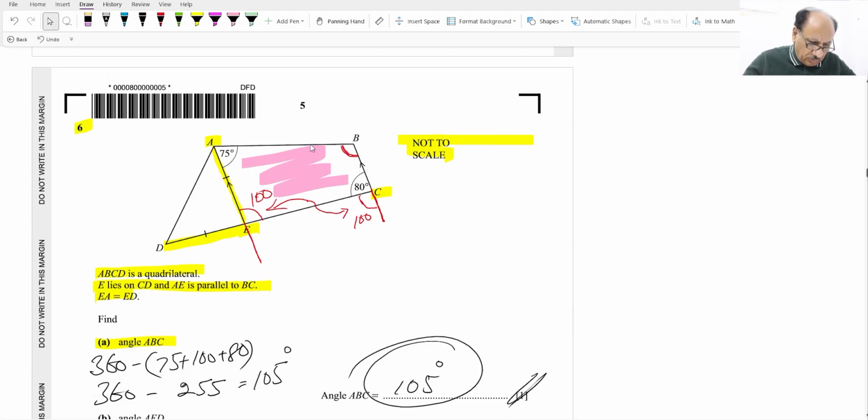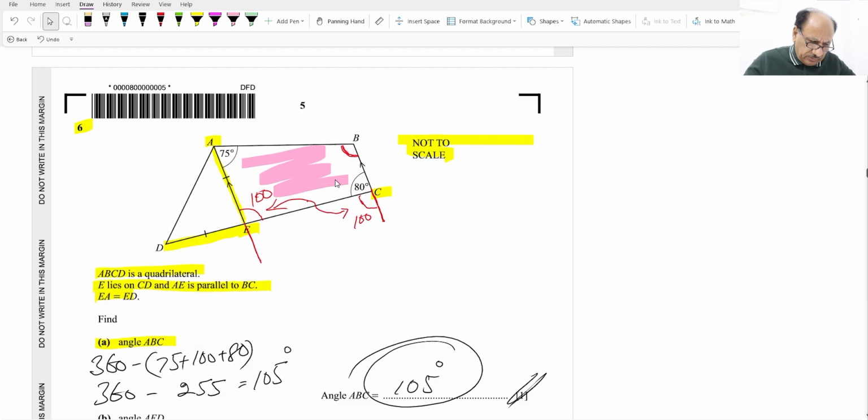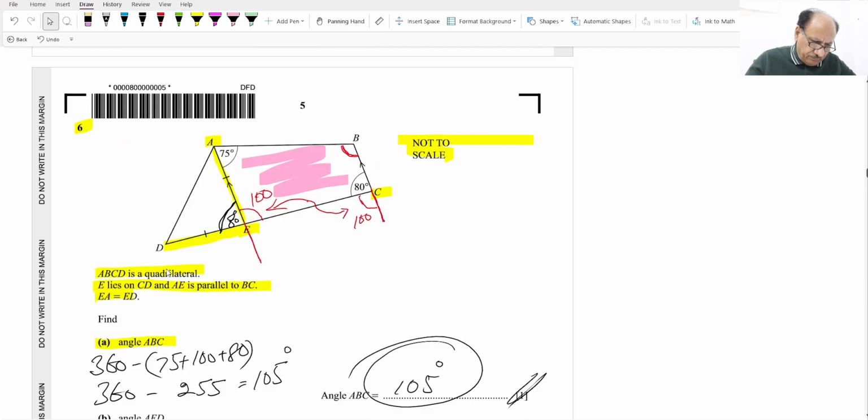Hopefully you understood this. Now angle AED. AED is required. So this angle is required, which we know DEC is a straight line. So this angle is 80 degrees, and we can mention it's a 1 mark question. No working is required. So 80 degrees. This is done. Angle DAB. DAB is which angle? Okay, so this angle, the complete angle is required.